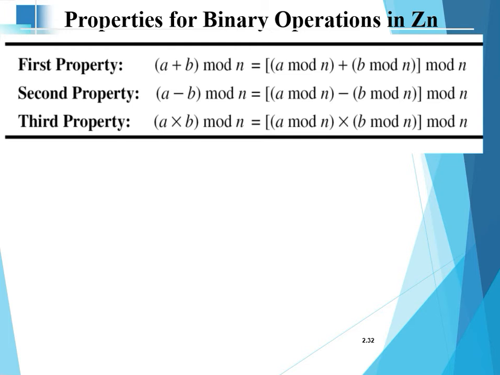In the first property, you will see that (a + b) mod n is equal to [(a mod n) + (b mod n)] mod n. Similarly, the second property: (a − b) mod n is [(a mod n) − (b mod n)] mod n. And similarly, the third property: (a × b) mod n is [(a mod n) × (b mod n)] mod n. These are the properties for the binary operations in Z_n.